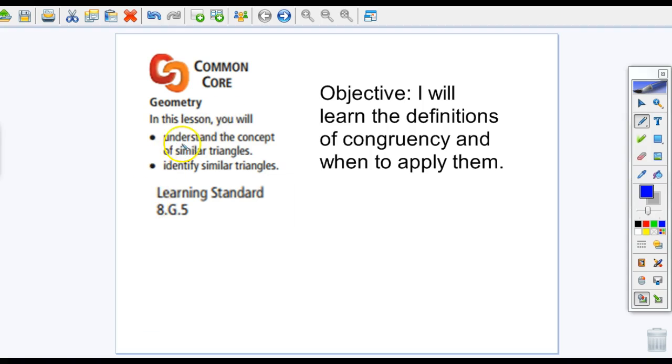The Common Core standard we're looking at is 8th grade standard G5, Geometry 5. We're going to understand the concept of similar triangles and identify similar triangles. So go ahead and push pause while you copy down your objective. Your objective is, I will learn the definitions of congruency and when to apply them. There are two things we're going to be doing. We're going to learn what congruency means and then how to use that when we're looking at congruent triangles. Push pause, copy down this information, and when you're ready, we'll continue.